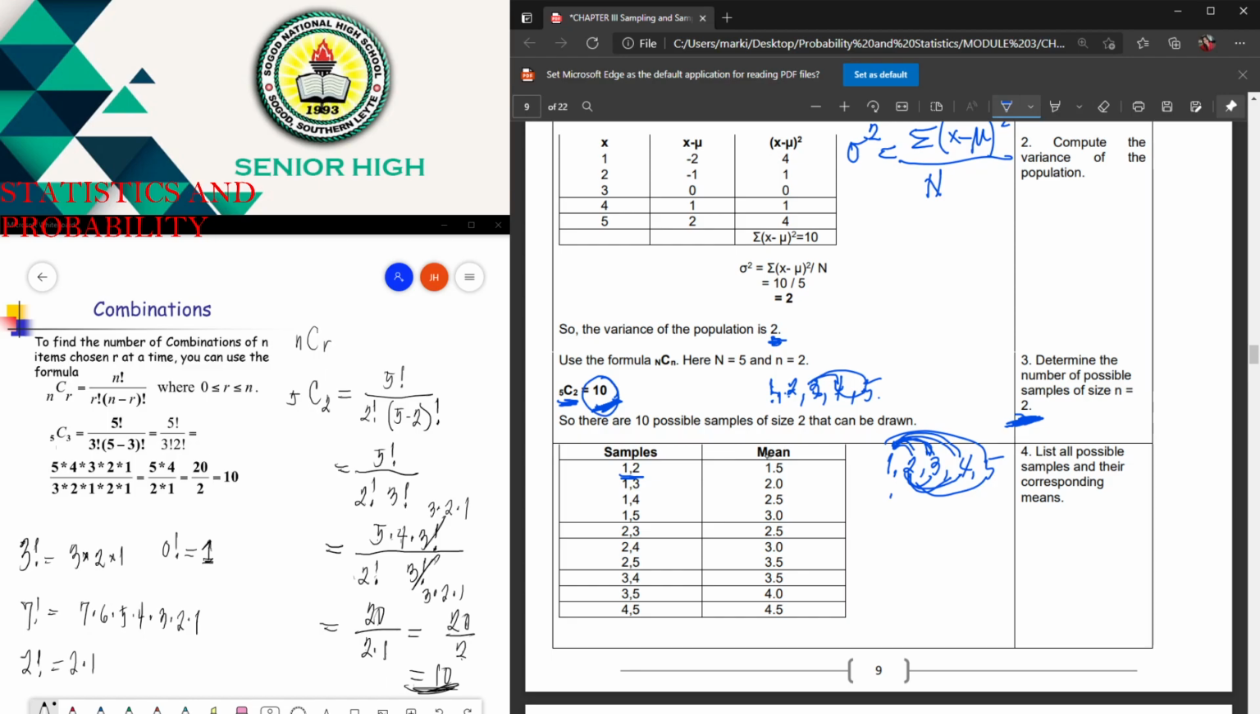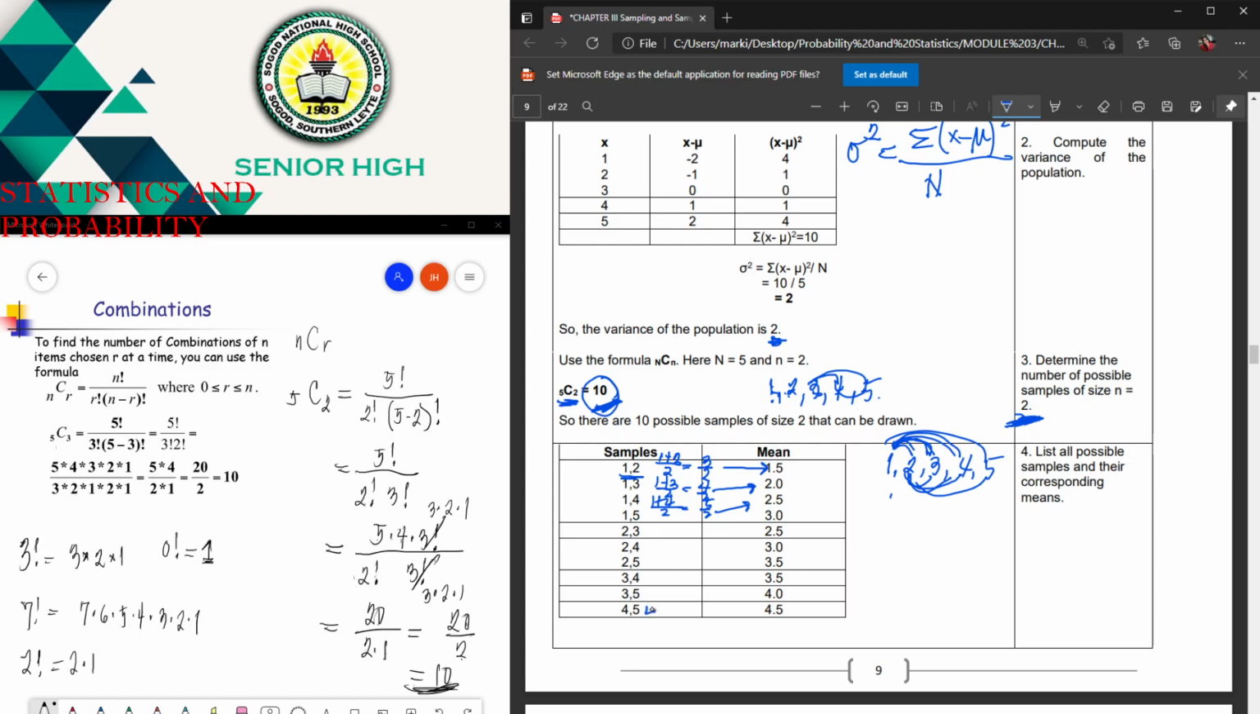Okay, paano po nakuha itong 1.5? So, that is 1 plus 2 divided by 2. That is 3 divided by 2. Yes, 3 divided by 2, that is 1.5. Ito naman is 1 plus 3 divided by 2, that is 4 divided by 2, kaya naging 2. Same story. Ito, 1, 4. So, 1 plus 4 divided by 2, so 5 divided by 2. Yun lang yung gawin nyo. Just add and then divide. Okay? So on and so forth.